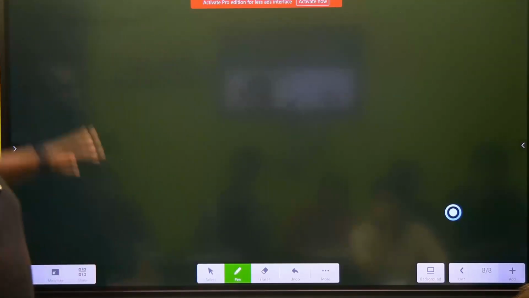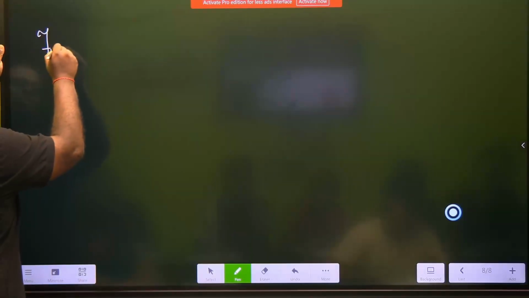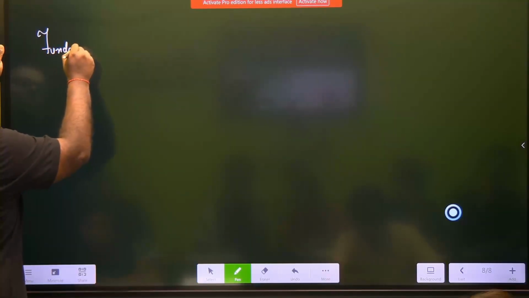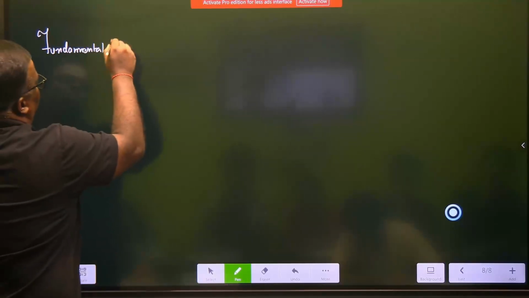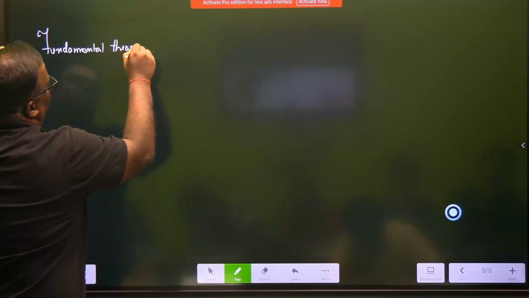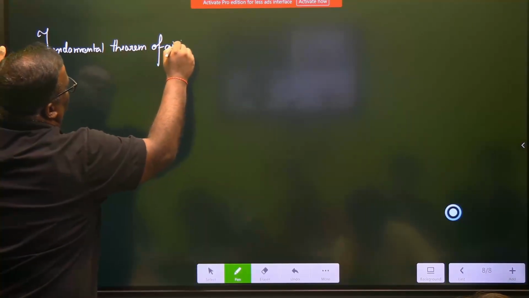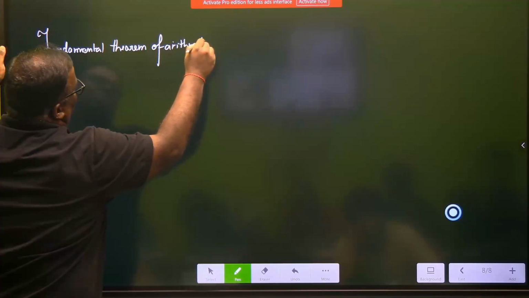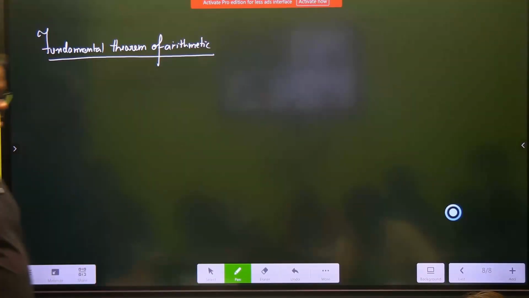Okay? So come, real numbers. The first thing that we study in this chapter is called the fundamental theorem of arithmetic. No need to actually memorize it, although just try to understand what it means.